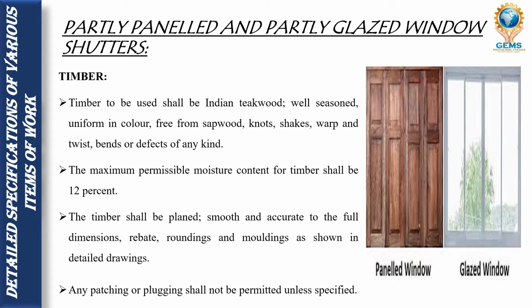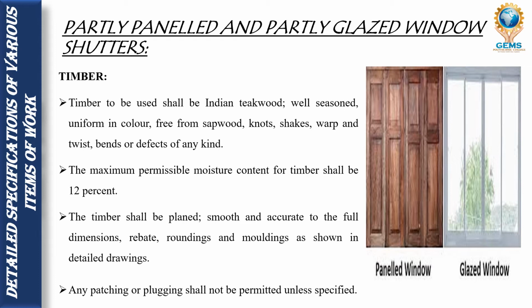Okay, so glazing means what? It derives from the word glass. Glass only. The work of doing glass work is called glazing. So it may be a part of a wall or window made of glass. That is called glazing. So in the image you can see this is called a partly paneled and partly glazed window.